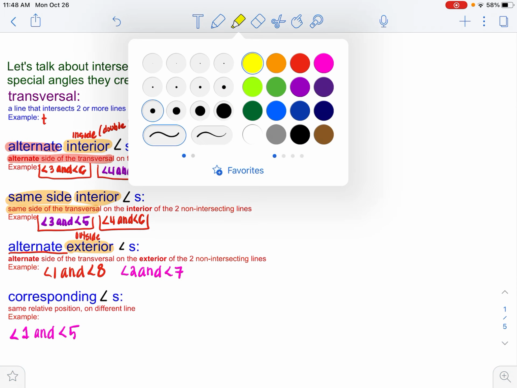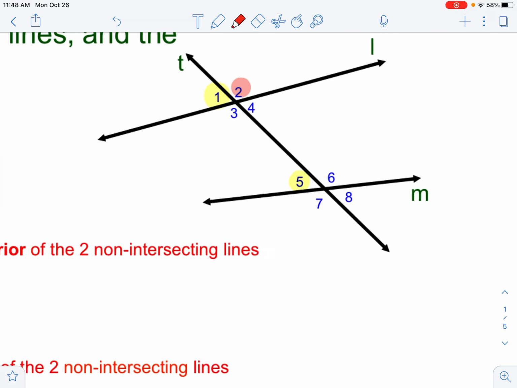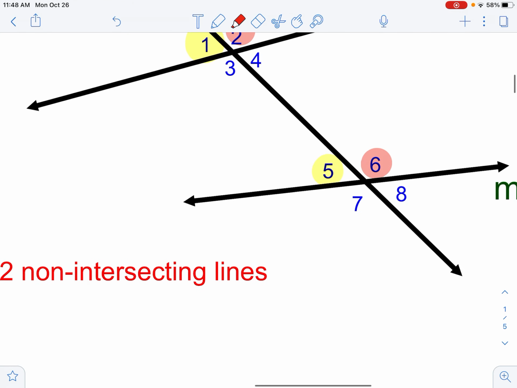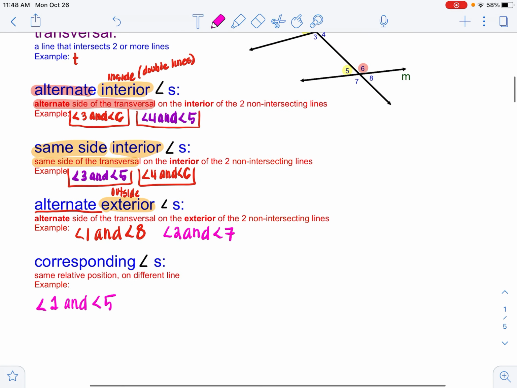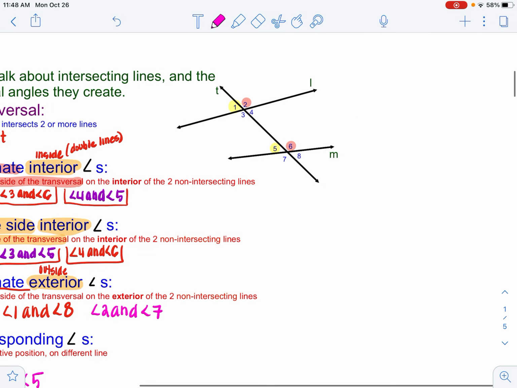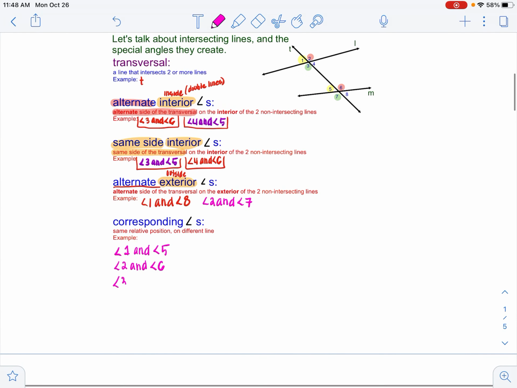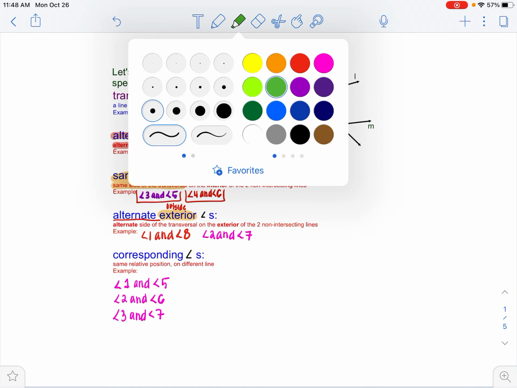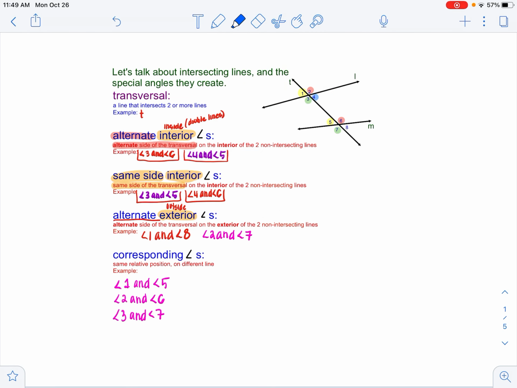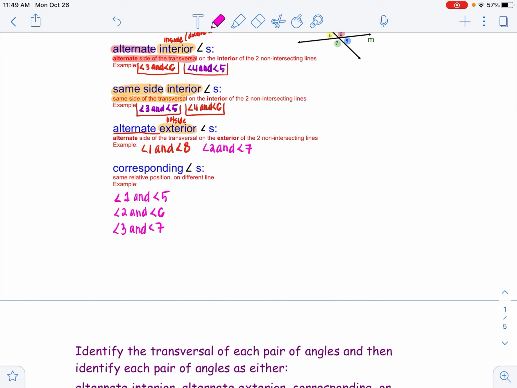are corresponding angles. So now if I said, okay, well, what if I would have chosen 2 instead? 2 is in the upper right-hand corner, and so is 6. So angle 2 and angle 6 are also corresponding angles. Okay, well, what if I would have chosen angle 3? What corresponds to angle 3? Bottom left is angle 7. So angle 3 and angle 7 are corresponding angles. And then finally, I already chose red, so let's do blue. Angle 4, and then angle 8 corresponds to that. So angle 4 and angle 8.